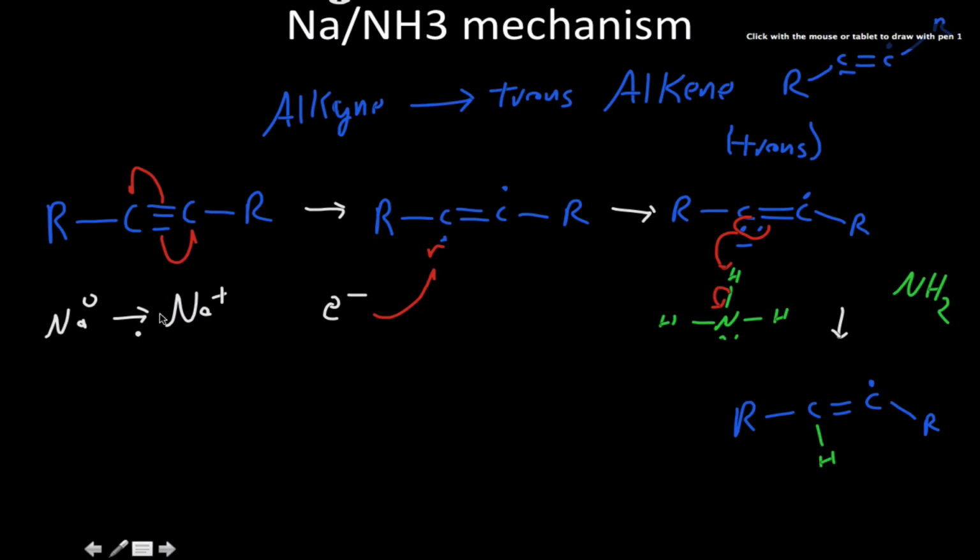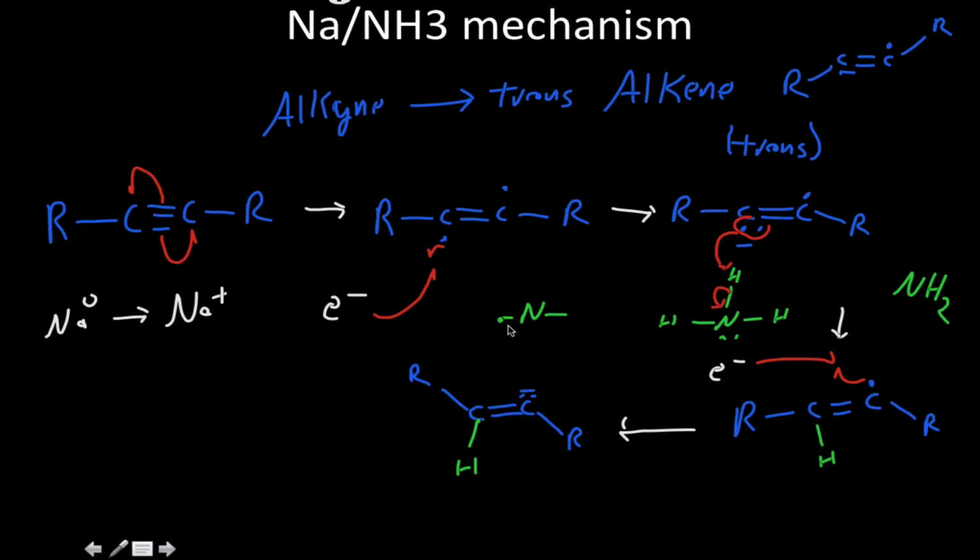We have more of this in the solution. Another electron comes around. This is getting kind of messy. It does a half reaction with that to give us R-C minus, now that there are two lone pairs on that carbon there. And it's going to do the same thing. Let me be sure that I draw that I added a hydrogen there.